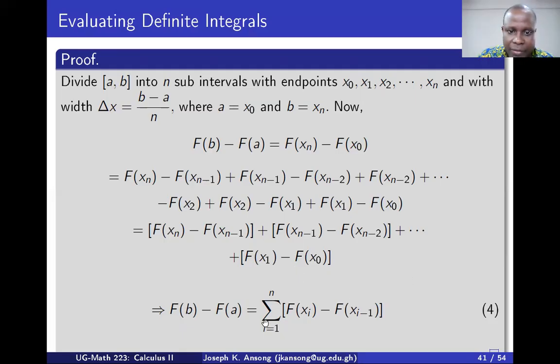I can use the summation symbol to rewrite this in a nice form: f of b minus f of a is equal to the sum from i equals 1 to n of f of xi minus f of xi minus 1. Just look at these terms. When i is 1, you get this first term. When i is n, you get these last terms. So this is the same as that. Good, so we have this.